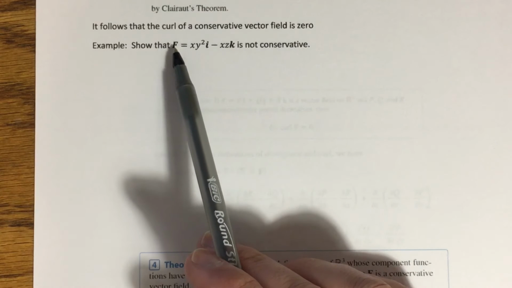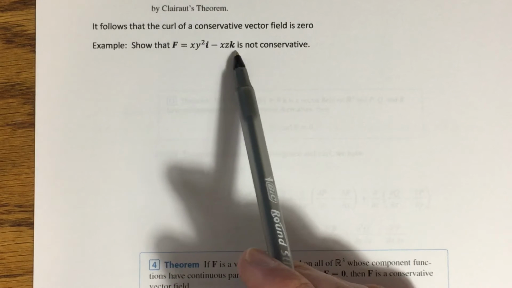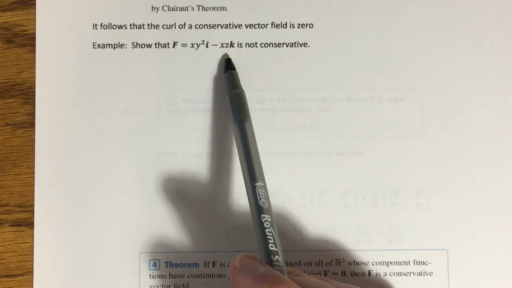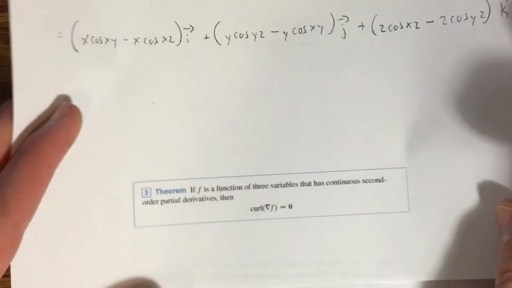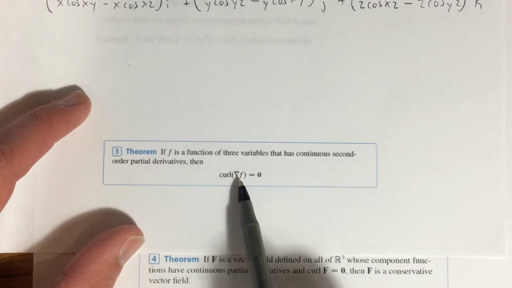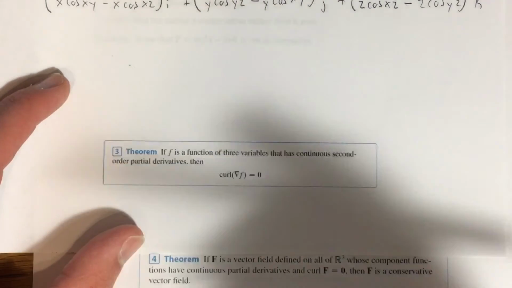Well, here's an example. I want to show that this vector field, xy squared i minus xz k, is not conservative. If it is conservative, then its curl should be 0. I do want to point something out about this theorem before we jump into this example also. What this is saying is that if you're taking the curl of a conservative vector field, then you should get 0. What it does not say is that if the curl of a vector field is 0, then this vector field is conservative. Okay, so it's if-then in one direction, but not necessarily the other.